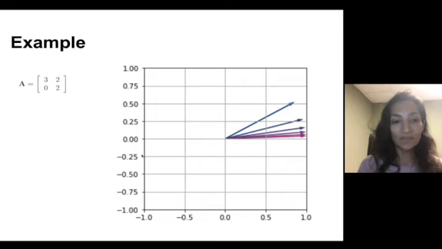Here's an example of the power iteration method that I coded up and applied to this matrix. And you see it converges in 1, 2, 3, 4, 5, 6 iterations. This is to find the largest eigenvector corresponding to the eigenvalue 3.